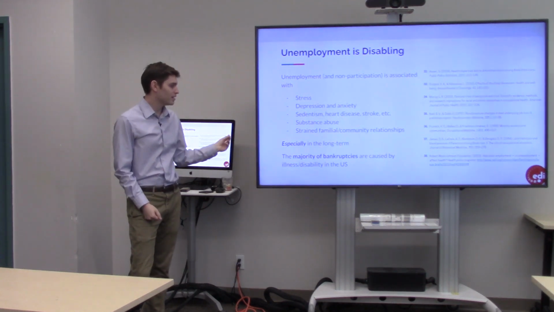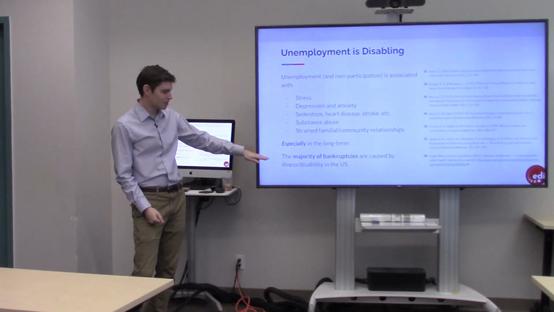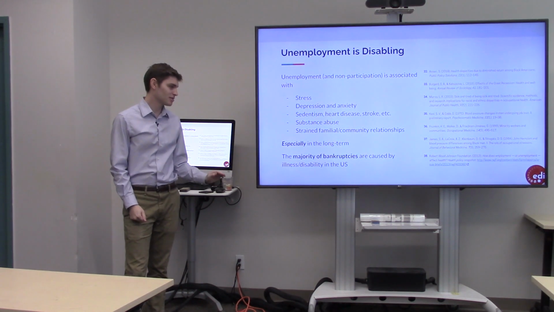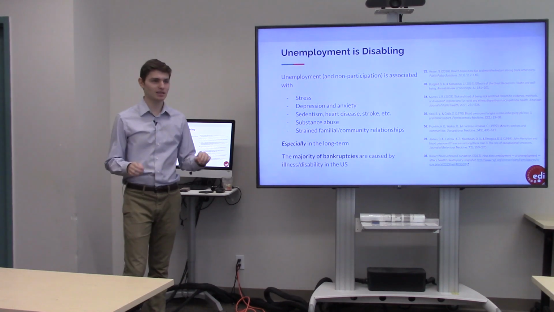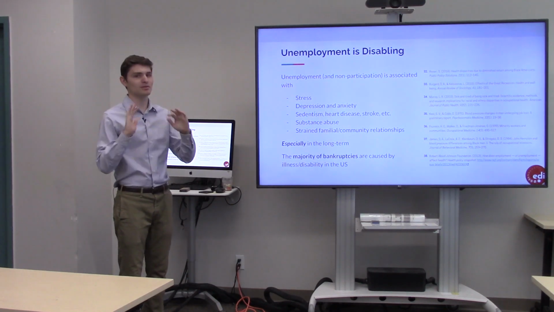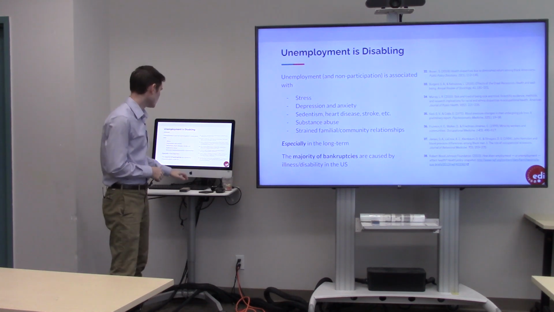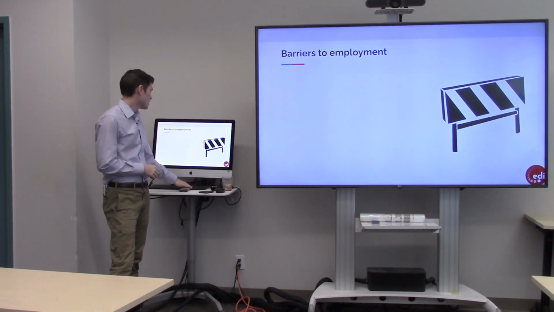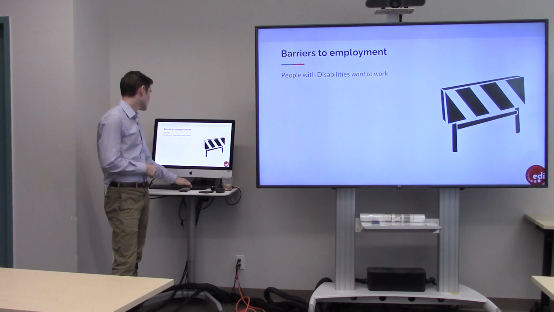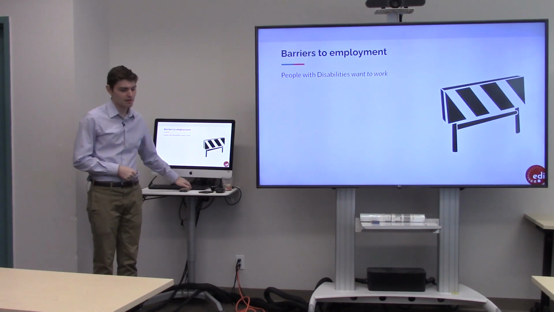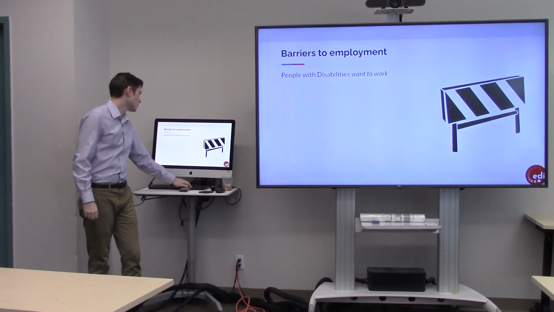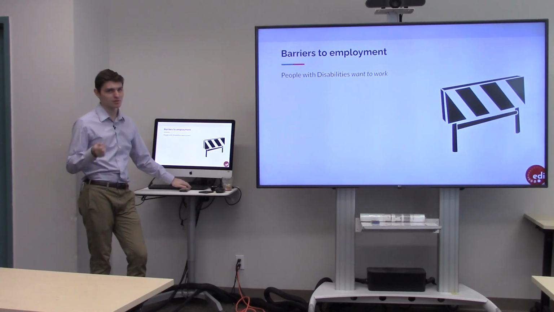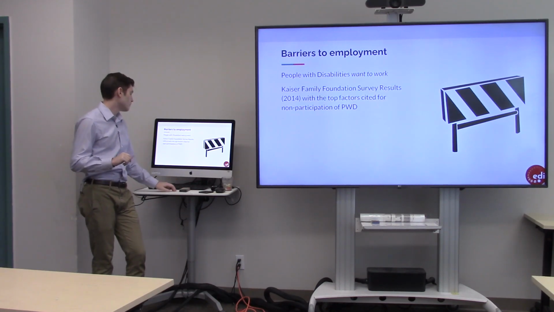And then, just to make it clear, the majority of bankruptcies in the United States are caused by illness or disability. So this is really, really key to understanding how people fall through the cracks in society. So, barriers to employment. There's a really great survey from the Kaiser Family Foundation done about 10 years ago. And it really just shows that people with disabilities do want to work.